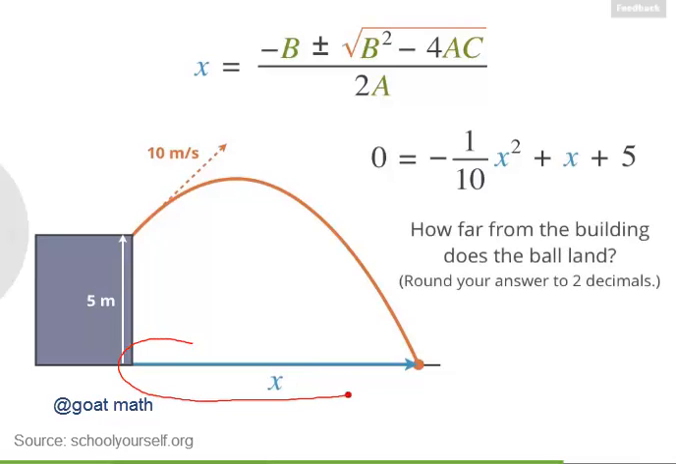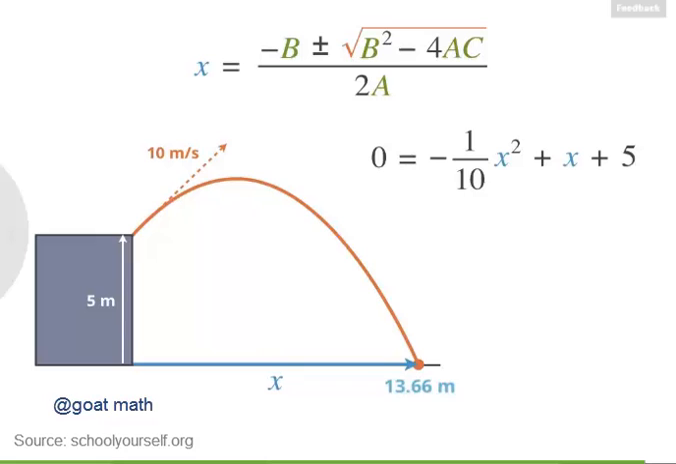So then how far from the building does the ball land? Can you solve this equation for x using the quadratic formula? And be sure to round your answer to at least 2 decimal places. Precisely, so the ball will travel 13.66 meters. And like any quadratic with a positive discriminant, this equation has 2 solutions, the other being negative 3.66 meters. But in solving this question, you can reject that solution. That's equivalent to the ball moving backwards.